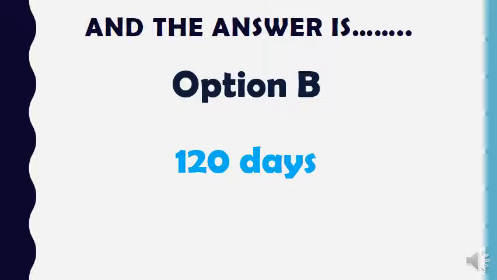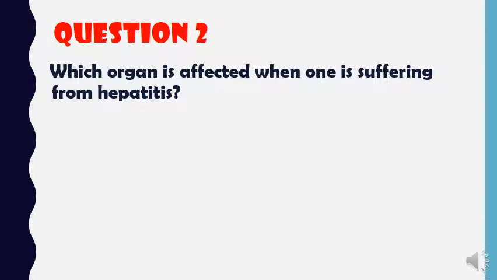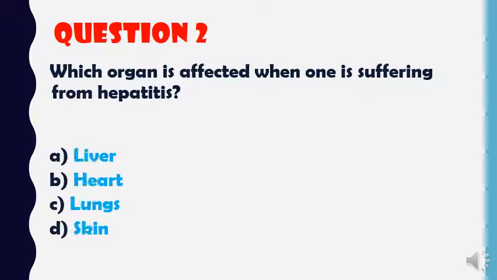Are you all ready for the second question? Question number 2. Which organ is affected when a person is suffering from hepatitis? Here are your options: liver, heart, lungs, skin. This we have studied in the current session as well. So let's see how many of you are getting it correct.